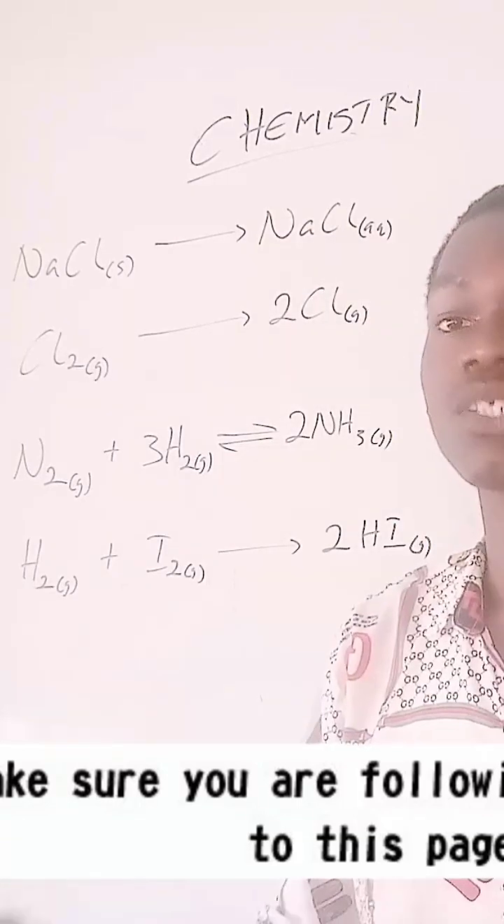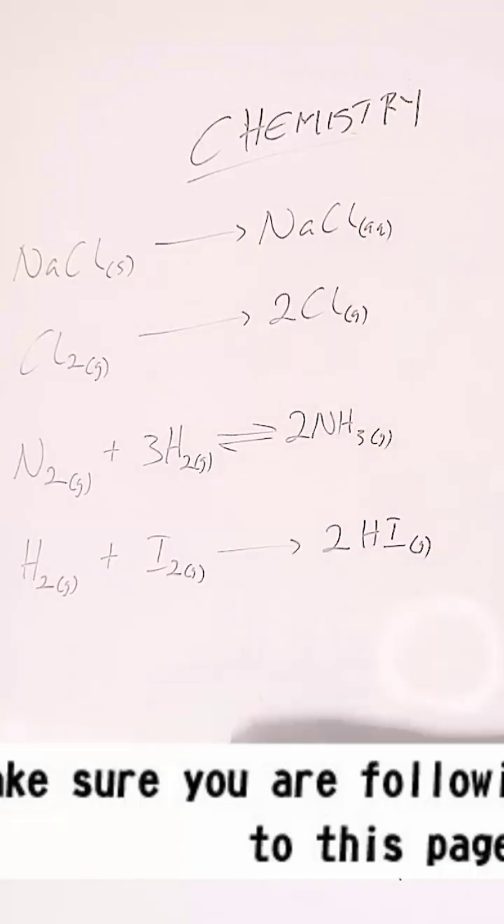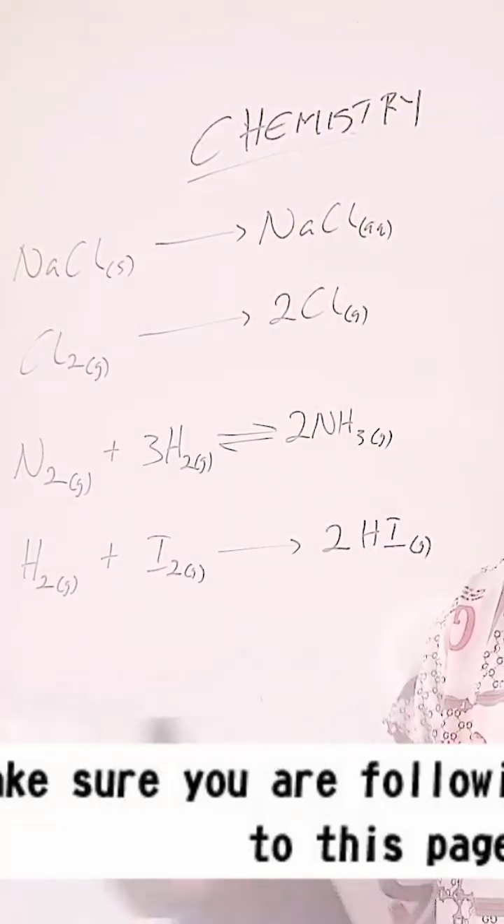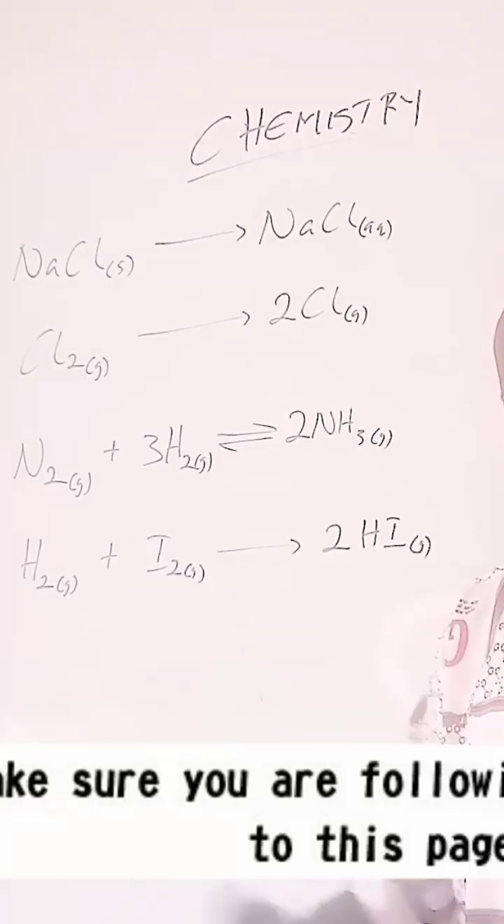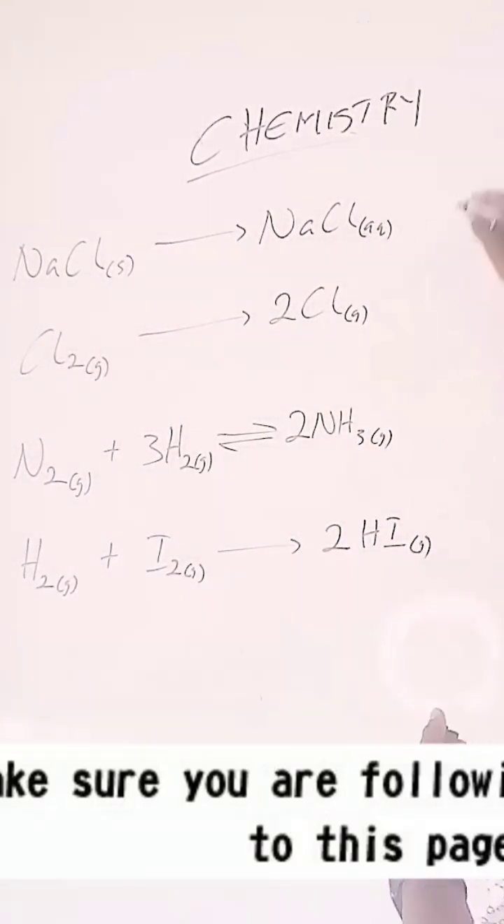But when this particular sodium chloride is dissolved in water, it is now in an aqueous state, which means it is more in a disordered manner. So from less disordered to more disordered, that is more scattered, it means that the entropy change is positive. It has more entropy. So from solid to aqueous state, the entropy change here is positive.